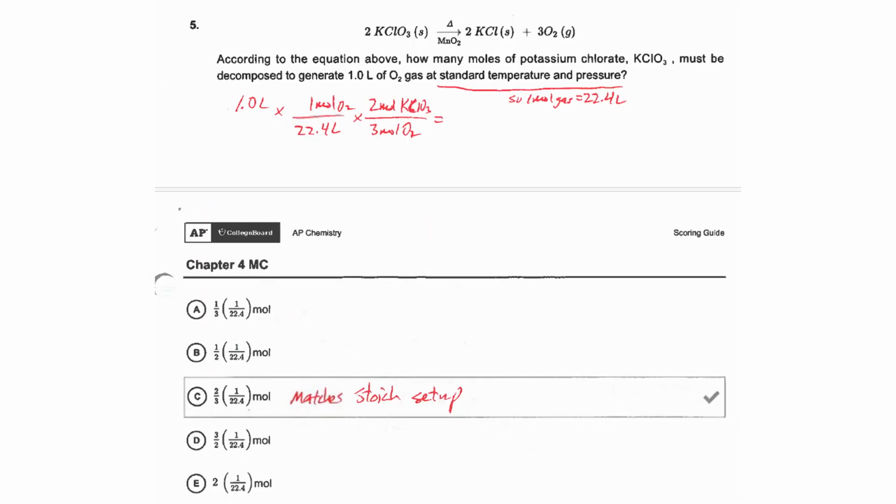Number 5, let's see, according to the literature, how many moles of potassium chlorate must be decomposed to generate 1 liter of oxygen at standard temperature and pressure? So it's at STP, and it's a gas, so we're allowed to use that ratio. 1 mole of a gas is 22.4 liters. So that's what I pulled out. 1 liter, 1 mole is 22.4 liters. And then I did the mole ratio between oxygen and KClO3, potassium chlorate. And then I looked at my setups, and there was only one setup that matched that, and I was happy.